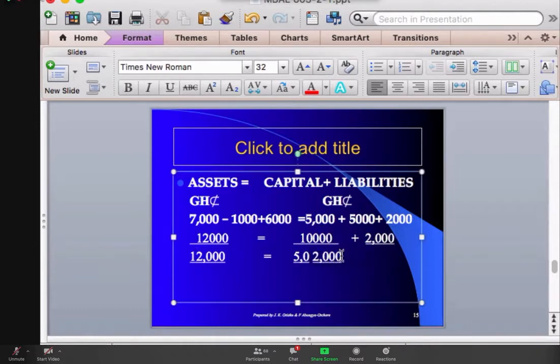So my expectation is that after doing this one, at least you can try the rest on your own. Okay, so now you can see my screen. I started with the previous 7,000 as my assets was standing at. And then I subtracted 1,000, right? Then I added 6,000, which is the debtors that we gained. Then on the other side, the 5,000 plus another 5,000. You can see that, which is the profit.